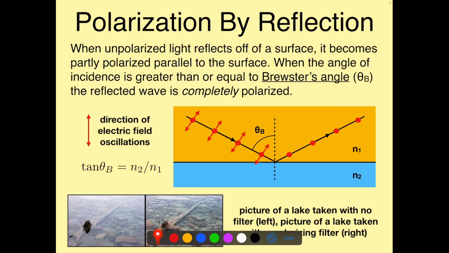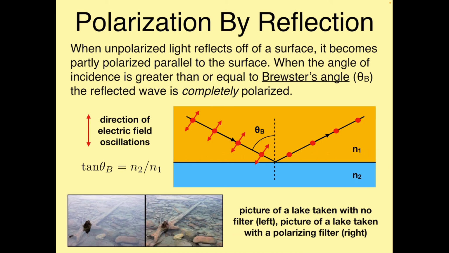So it turns out that when the angle of incidence, the angle that the incident wave is coming in at, is greater than or equal to something called Brewster's angle, then the reflected light becomes completely polarized. So if this wave comes in at an angle greater than or equal to theta b, Brewster's angle, then the outgoing wave is completely polarized, again, along a direction that's parallel to this surface.